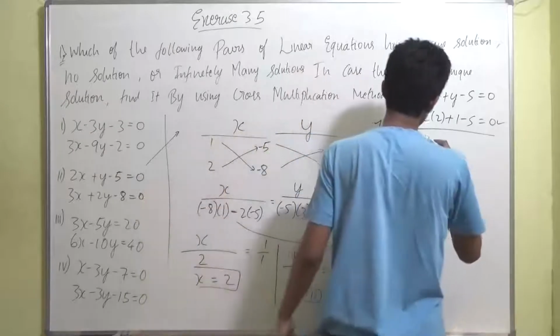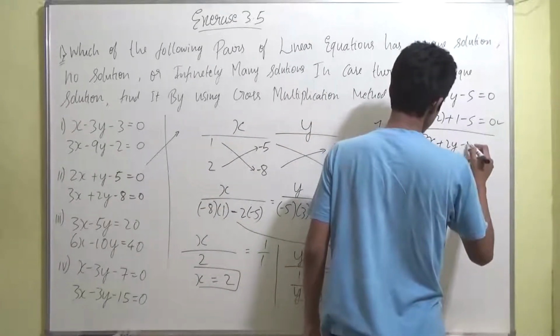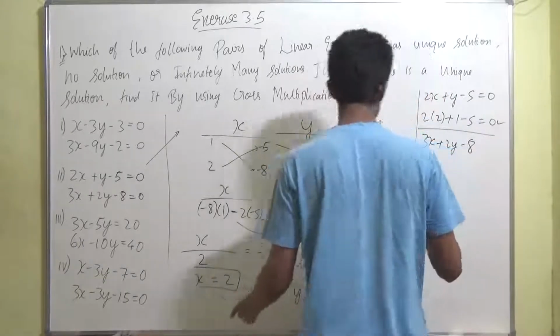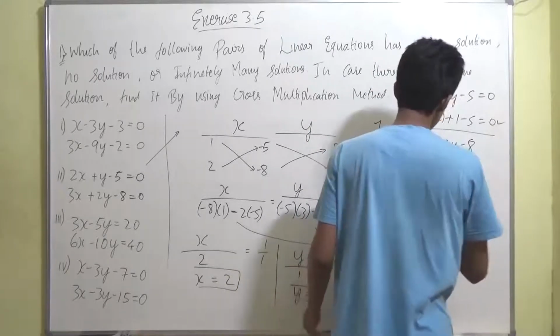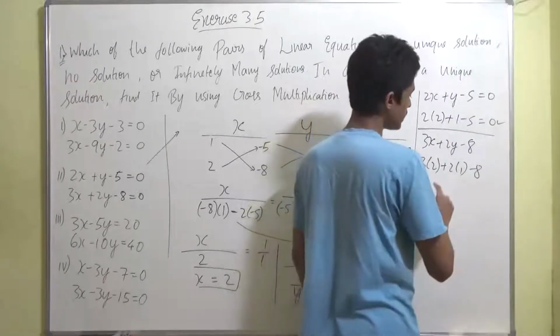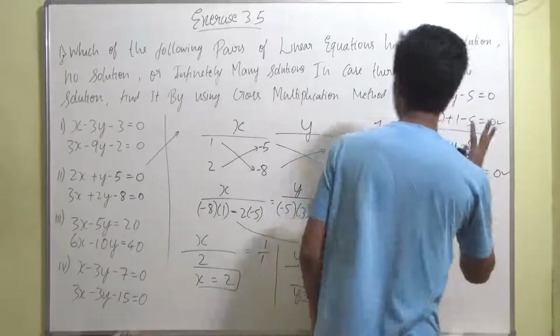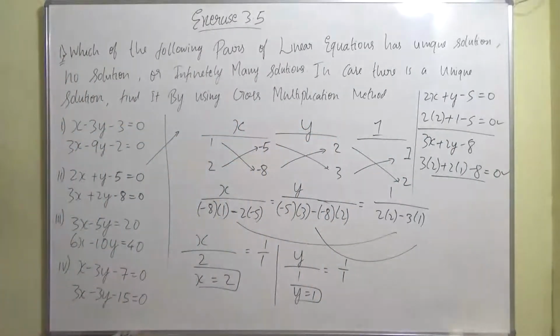Now let's go to the second equation, that is 3x plus 2y minus 8. Let's substitute the values of x and y. It becomes 3 into 2 plus 2 into 1 minus 8. So 3 into 2 is 6, 6 plus 2 is 8, and 8 minus 8 gives us 0. Hence even this one is verified. So the second sub question is over.